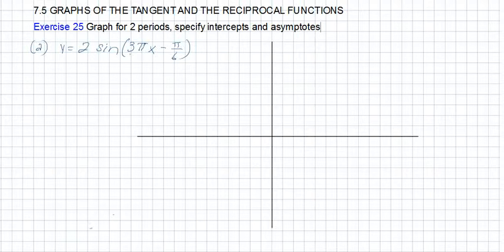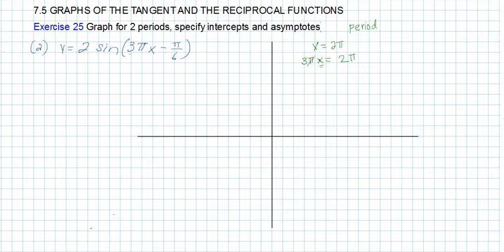Alright, so they want us to graph two periods of the sine wave. Shouldn't be too bad. So the first thing we need to do is get the period. For a normal sine wave, the period when we have just x is 2 pi. But in this case, we don't have just x. We have 3 pi x. And so still 3 pi x, still 2 pi.